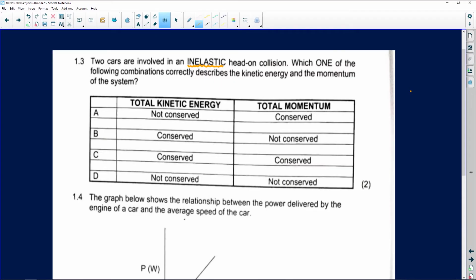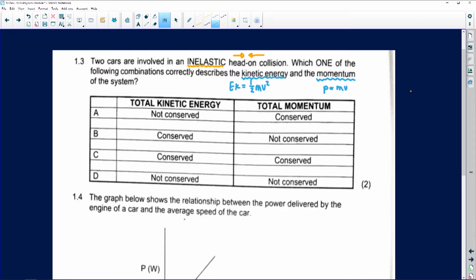So we have two cars involved in an inelastic head-on collision. Remember, the term head-on means that one car was coming from the left and one car was coming from the right. Now they ask us, which one of the following combinations describes the kinetic energy? I just want to use a different color. When we talk about the kinetic energy, and remember that EK is equal to half mv squared, and the momentum of the system, when we talk about momentum, we talk about p is equal to mv. So which combinations will actually work the best?